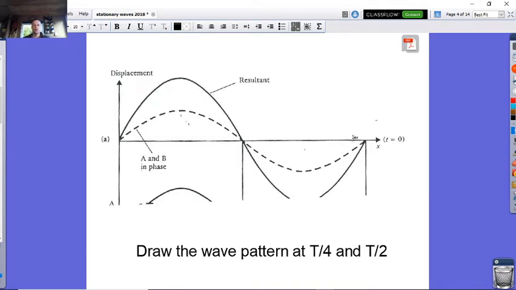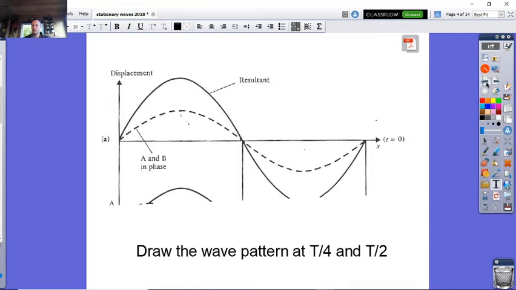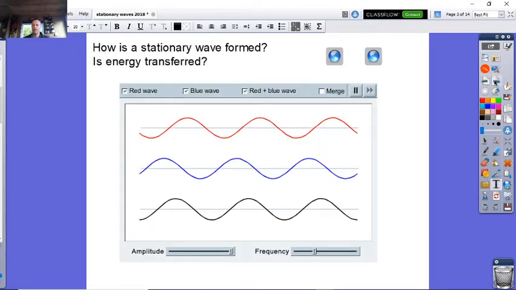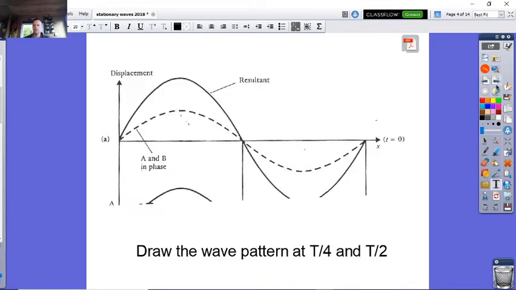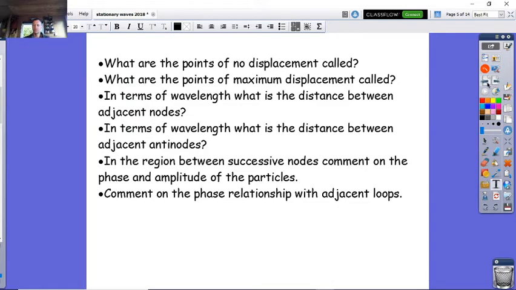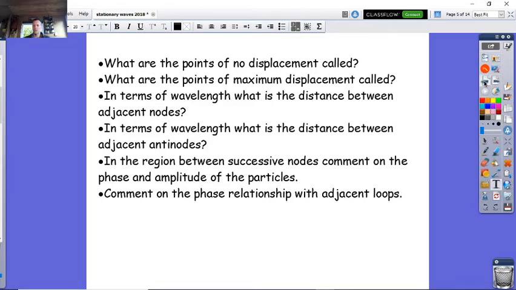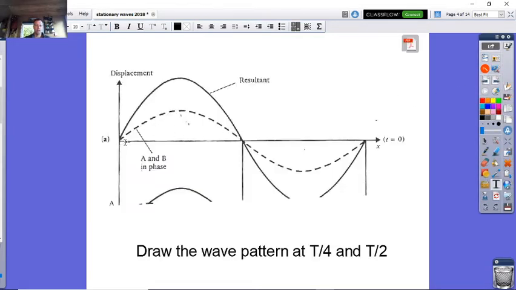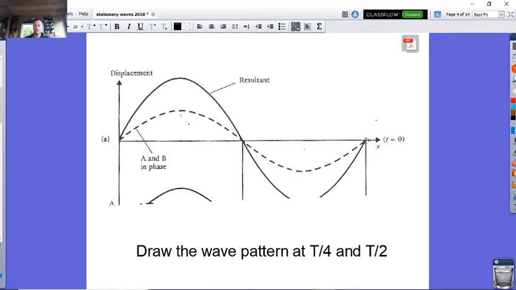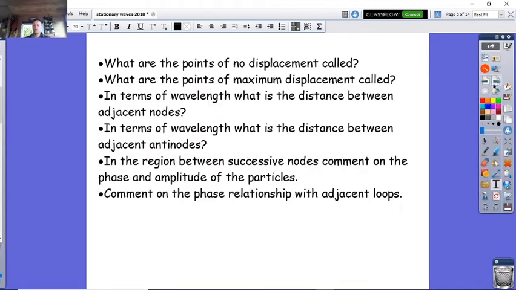I showed you a lesson before showing you how stationary waves were formed, and I left you with these little questions here, which I hope you should have answered. First question: what are the points of no displacement called? That's going to be the points just here, here, and here, and they are called nodes.